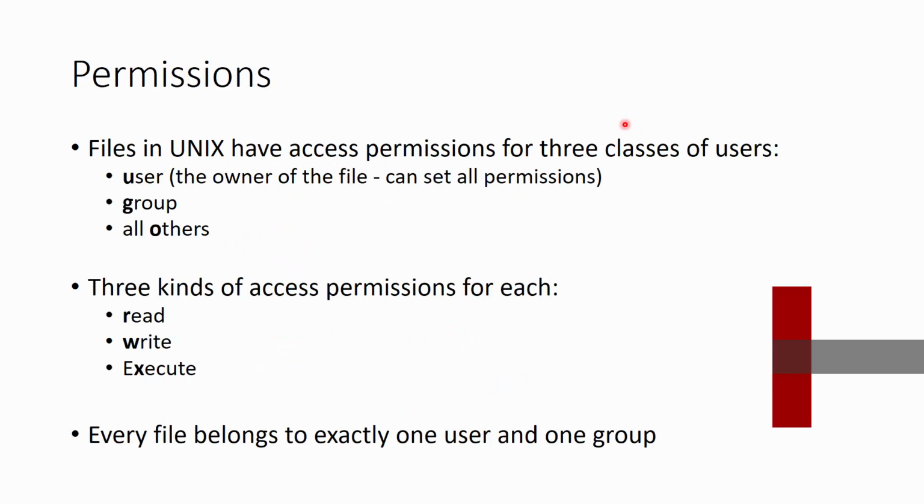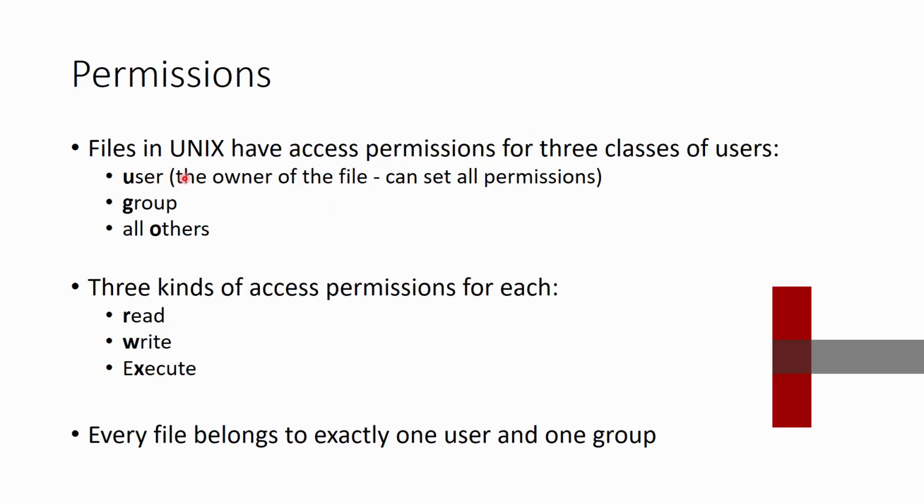All right, let's get into permissions now. So we've talked about these enough. We've looked at the chmod command a couple of times, so time to dive into this. A file in Unix has access permissions for 3 classes of users, and we call those the user class, the group class, and all others.